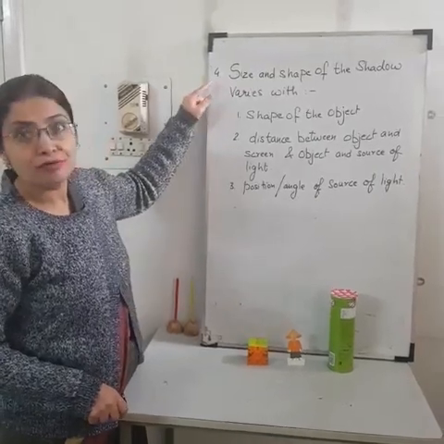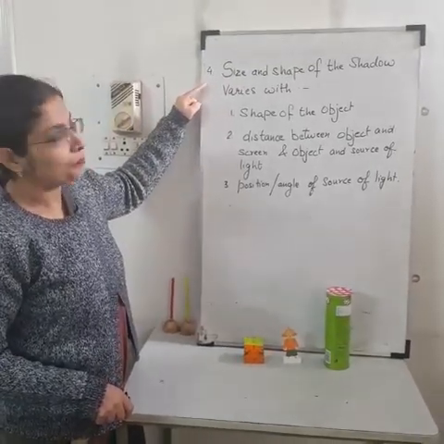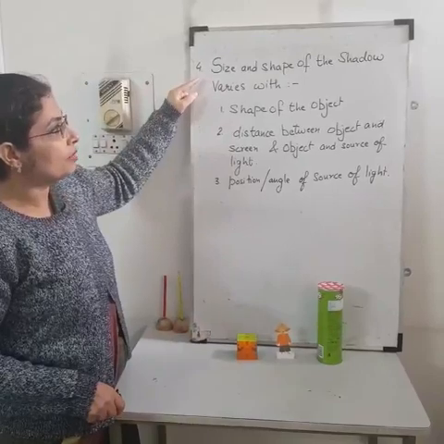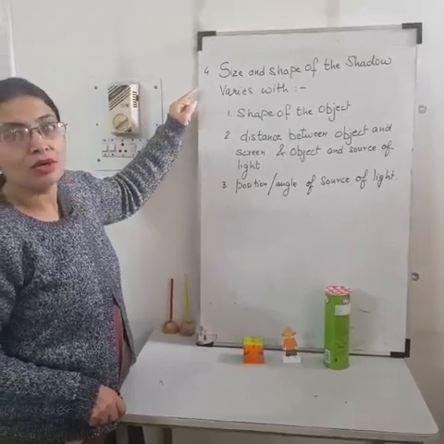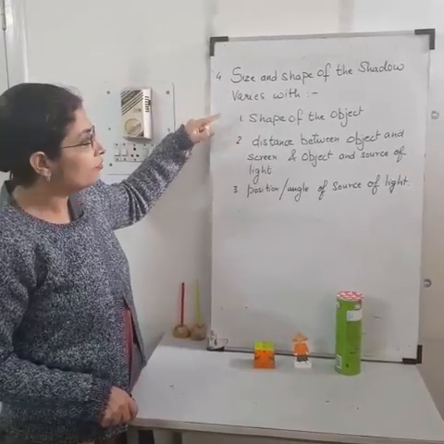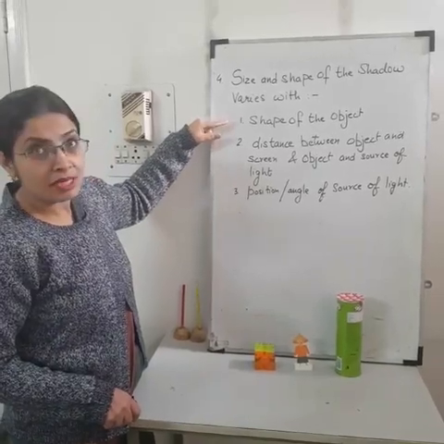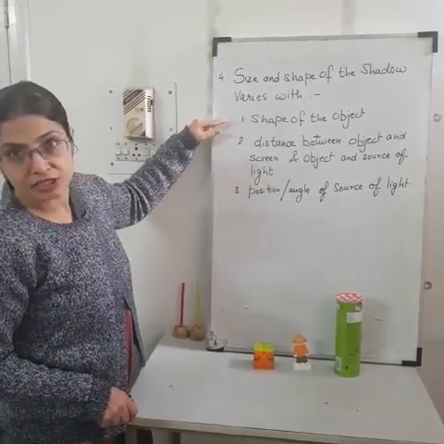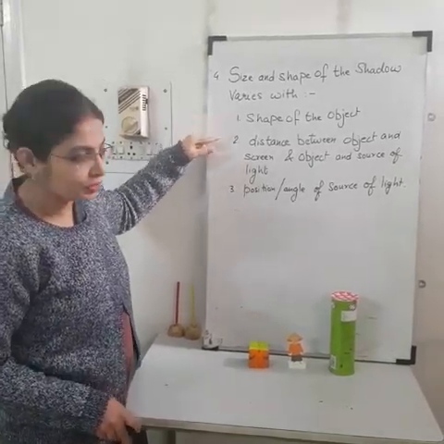Moving on to the fourth characteristic of shadow: size and shape of the shadow. It depends on a lot of factors. The first factor that determines the shape of the shadow is the shape of the original object.